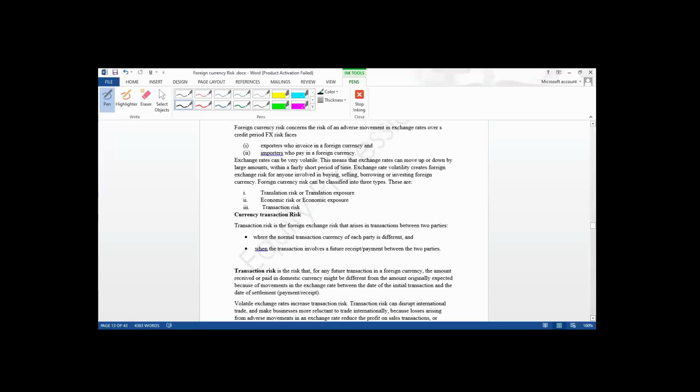Transaction risk is the foreign exchange risk that arises in transactions between two parties.